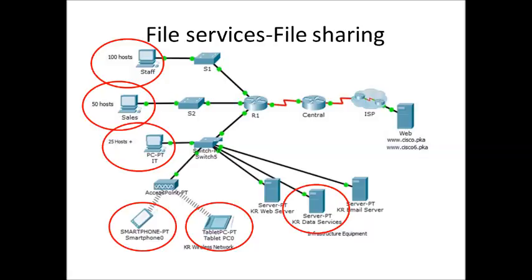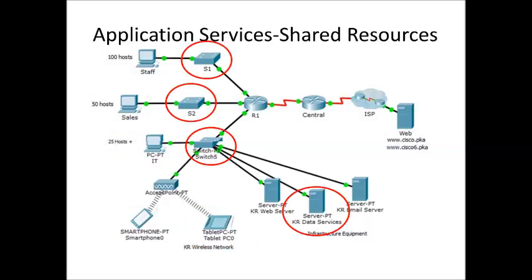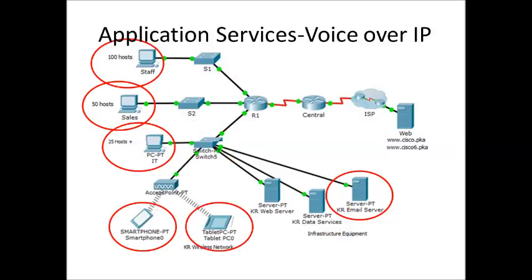File sharing would also be implemented in the data server but also can be used by the clients on the network. Application services. Shared resources such as printers will be added to the switches and controlled by the data server in the KR network. Voice over IP will be implemented to the clients on the KR network so that they will be able to communicate using VoIP in the network and over the internet.